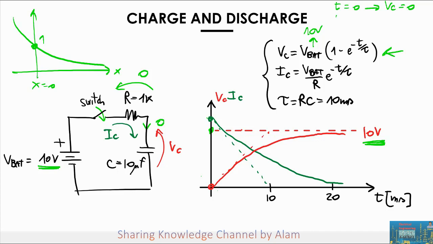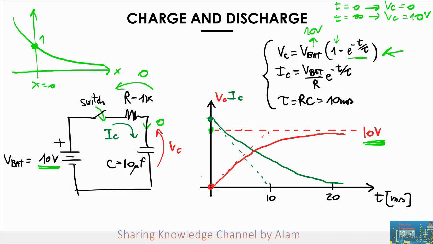And then you can verify that when t is equal to infinity, the exponent of the exponential function will be minus infinity, so the value of this will become 0. So only the 1 will be left. So 1 multiplied by V bar is still V bar. So Vc is equal to 10 volts. So you see that it's correct, and at infinity it becomes 10 volts.